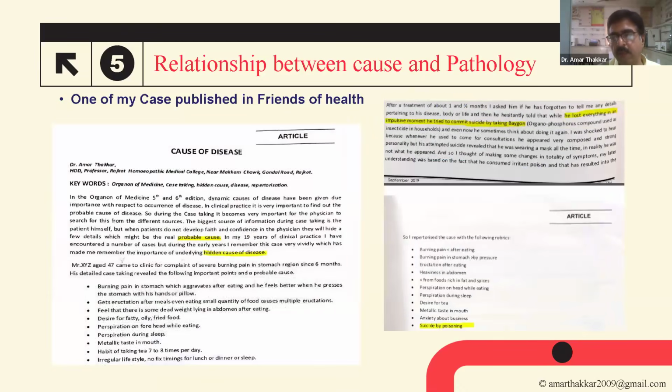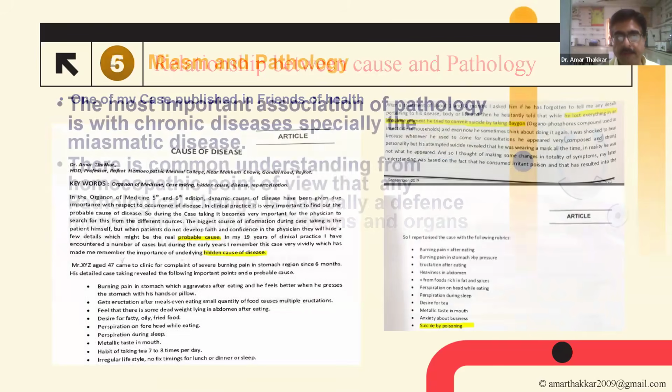Another case in which a person tried to commit suicide by taking Begon spray had produced pathological structural changes in the GIT. I was prescribing on the basis of psychosomatic illness, but actually it was a pathological injury which was caused by ingestion of Begon spray. So that changed the entire perspective of treatment.